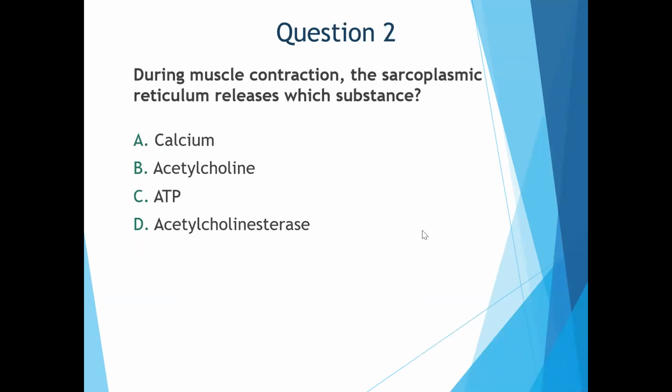All right, question 2. During muscle contraction, the sarcoplasmic reticulum releases which substance? Is it A, calcium, B, acetylcholine, C, ATP, or D, acetylcholinesterase?